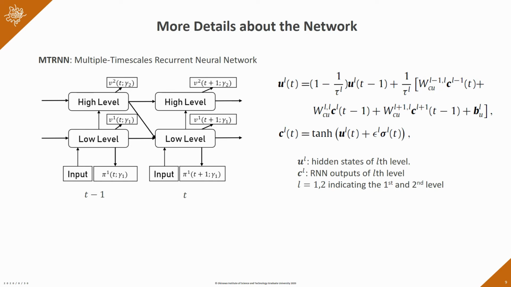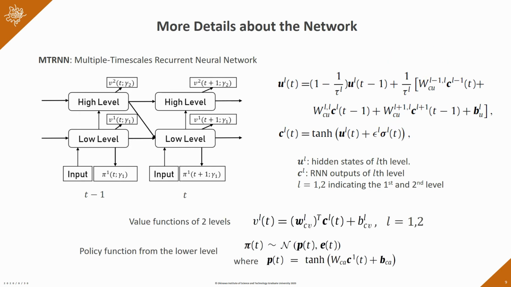The RNN output C is the hyperbolic tangent function of hidden state U plus a noise term. The noise term is a unit Gaussian noise epsilon times noise scale sigma, which is fixed in our simulation. Then the value function of the two levels can be estimated using RNN outputs C1 and C2 respectively, and the policy function can be given using the low-level RNN output C1. Again, the two important elements are multiple timescales and the neuronal noise.